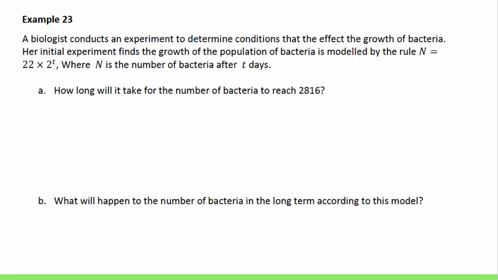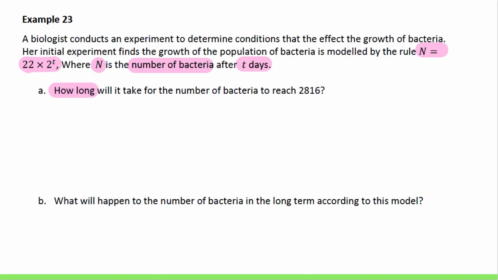Example 23, a biologist conducts an experiment to determine conditions that affect the growth of bacteria. Her initial experiment finds the growth of bacteria to be modeled by this particular rule. We've got N is equal to 22 times 2 to the power of t, where N is the number of bacteria after t days. So we've got capital N number of bacteria and little t is in days. So first part A, how long will it take for the number of bacteria to reach 2816?